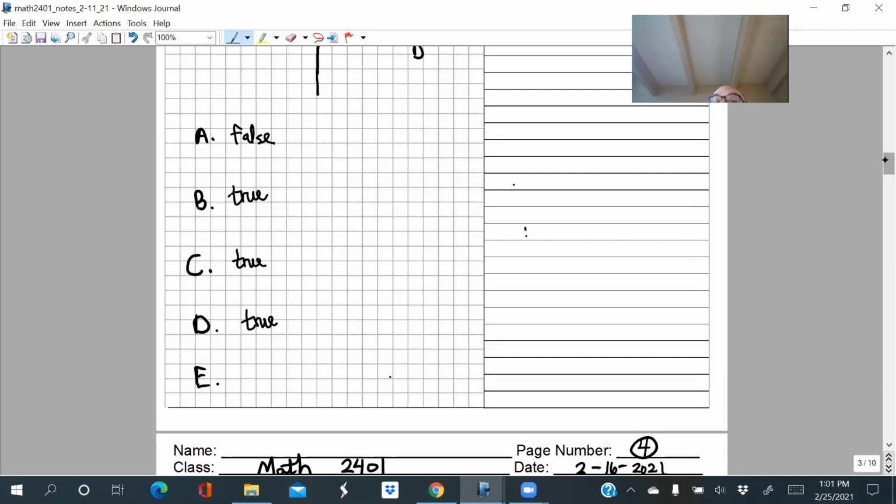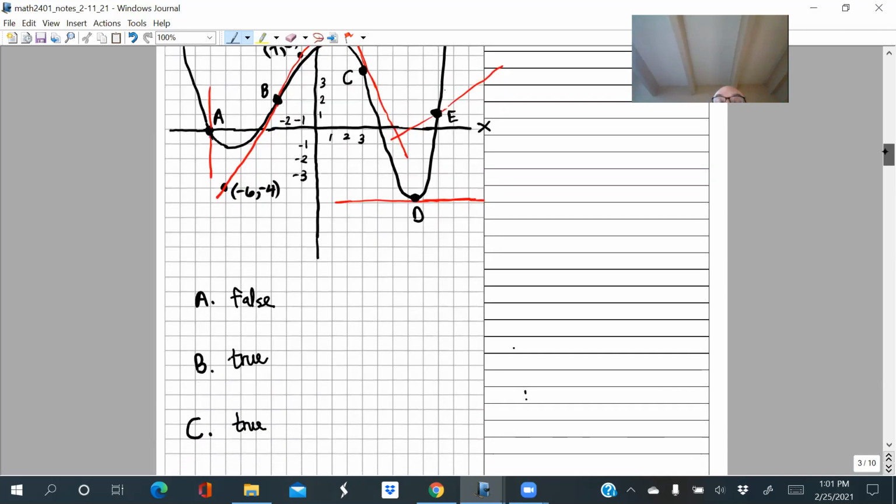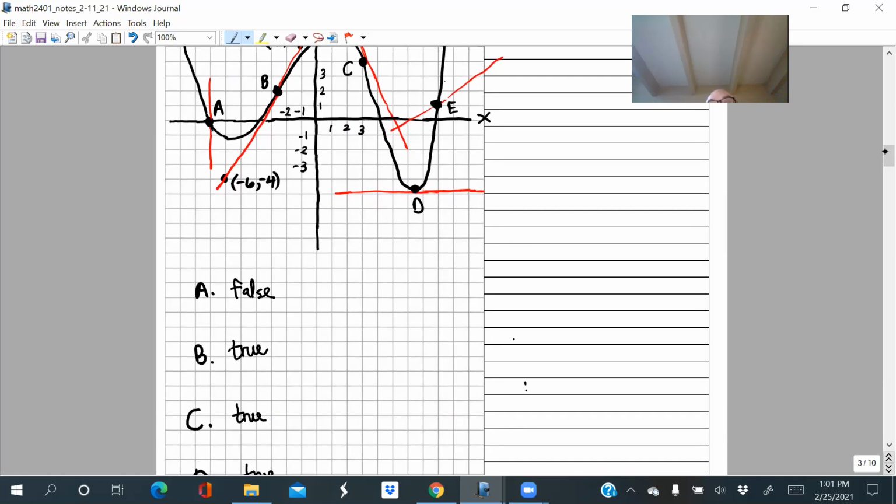Okay. What about now the last one, E? So there's my point E. There's the line that I've got drawn at E. Does that look like the tangent line at E? No.